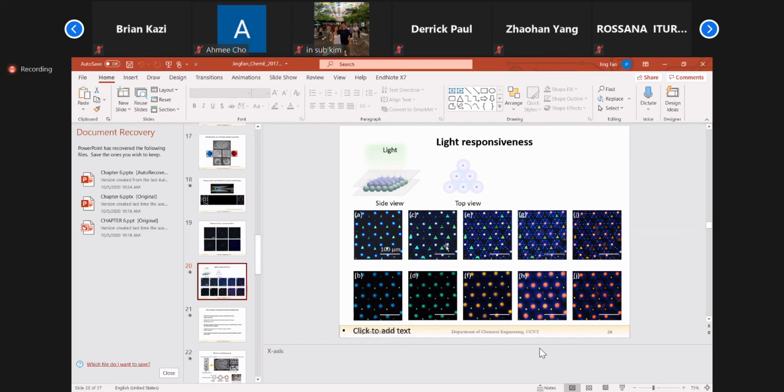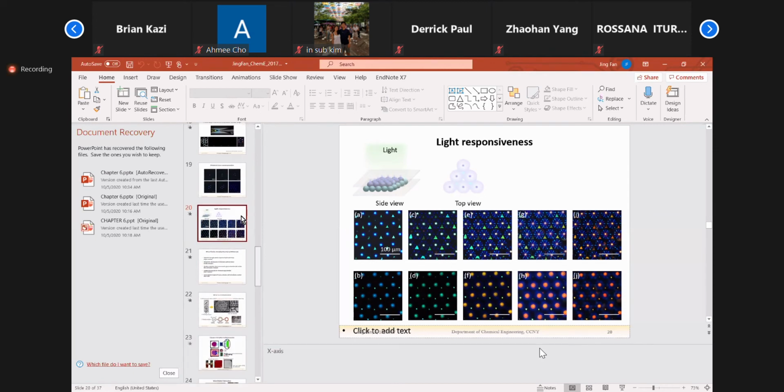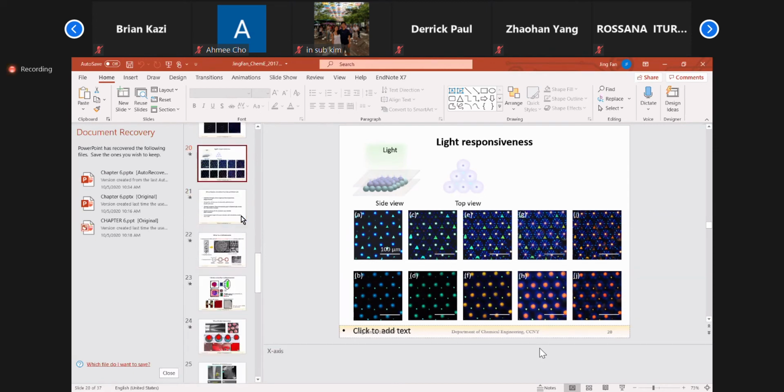And the resolution of this display totally depends on the size of the droplet, which can be easily down to 50 micron or even smaller, on the order of 10 micron. This is already better than any of the existing LED displays in the market right now. Yes, sir. But those are some potential applications.